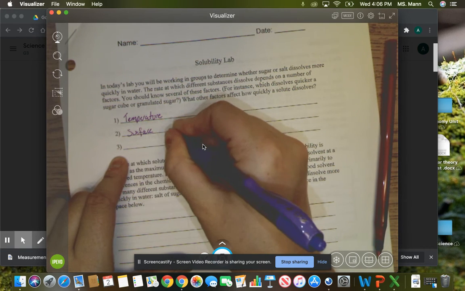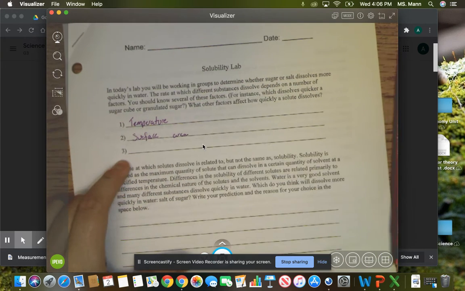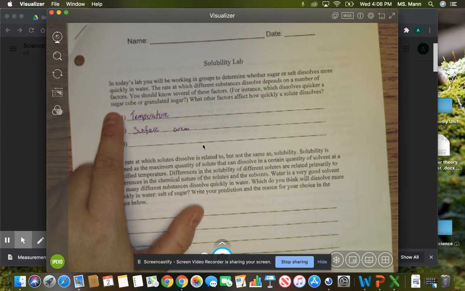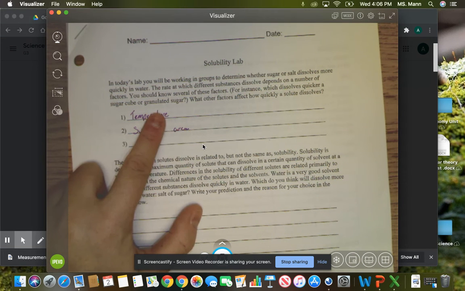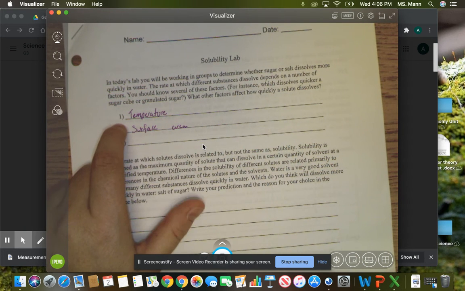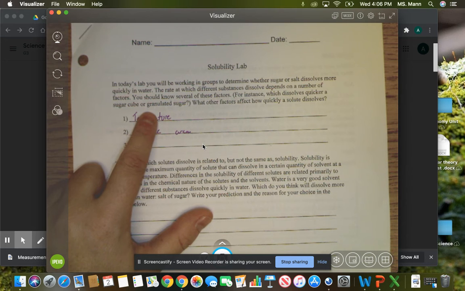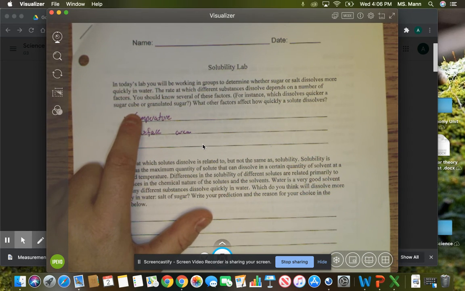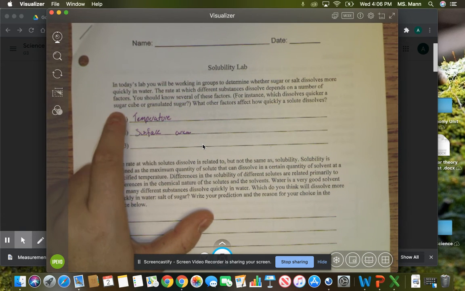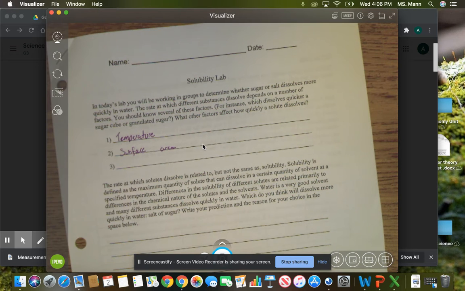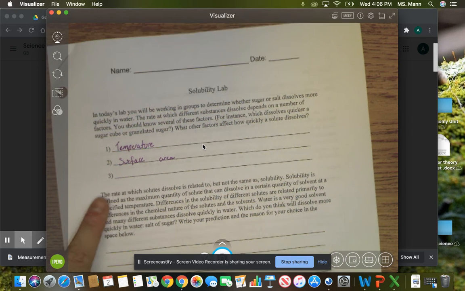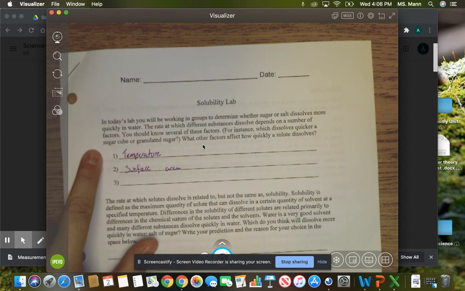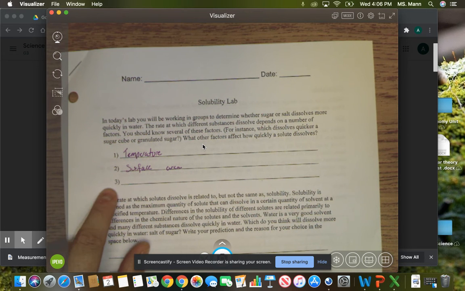Because think about it. What do you think is going to have more exposure to water? A sugar cube or granulated sugar? And for those of you who are not sure what granulated sugar is, just imagine taking a sugar cube and smashing it with a hammer. That's what granulated sugar is. It's just pulverized sugar cube. So, we have temperature, we have surface area. I gave you 2 out of the 3 things. You can think of the third thing.